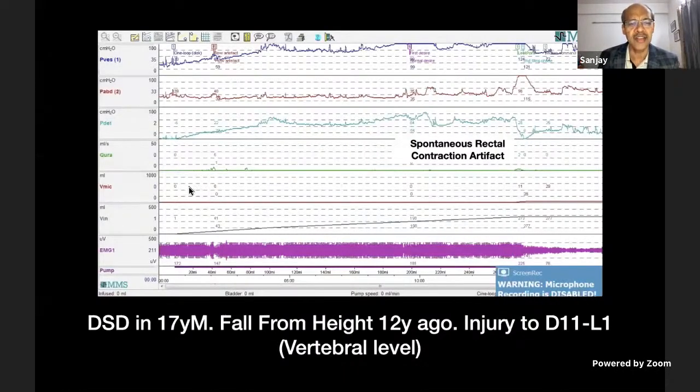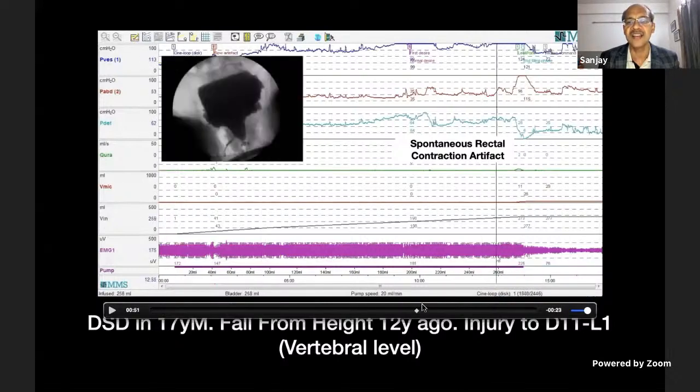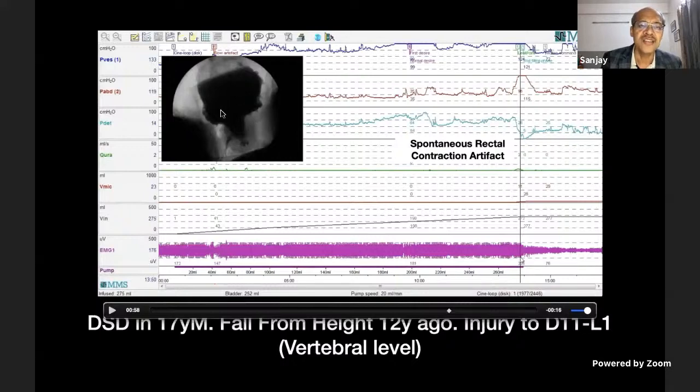One last case study before we go to the next subject, and this is on another patient who's 17 years old with a history of a fall and an injury to D11, D12. And this is a patient who has a classical finding, which we must again look at. And this is the classical detrusor sphincter dyssynergia. Let me show this to you. And you can see here a grossly abnormal bladder morphology, a hugely dilated prostatic urethra with reflux into the prostatic glands. And this is classical detrusor sphincter dyssynergia when this patient makes an attempt to void.